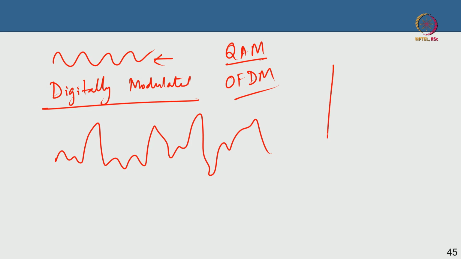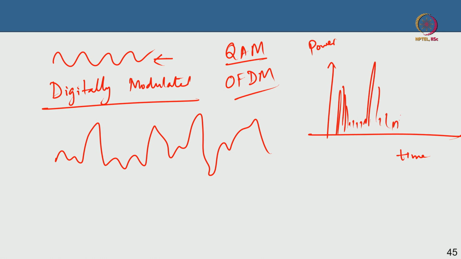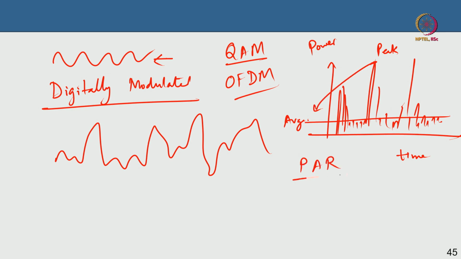So if I am plotting the normalized power of the signal that you are transmitting with respect to time, the power levels might look something like that. Some powers will be high, some powers will be low. So your average power might be this, but the peak power is very high. This is called the peak to average power ratio, or PAPR.